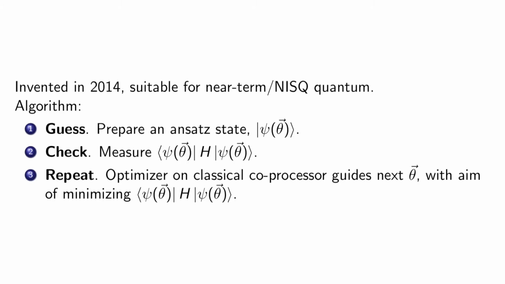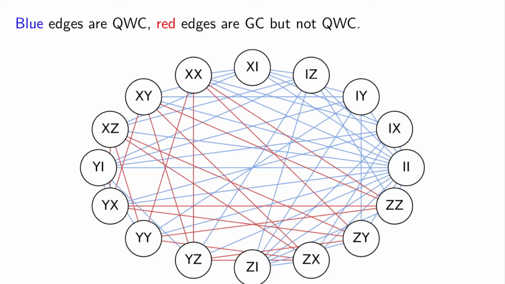The good news is that VQE does not require too many gates. The bad news is that it requires too many measurements, and that's our focus in this check stage, how to reduce the number of measurements required. This graph here depicts the number of possible measurements that we might need to make for a 2-qubit problem. There are 16 such Pauli terms, or Pauli strings, represented as vertices.